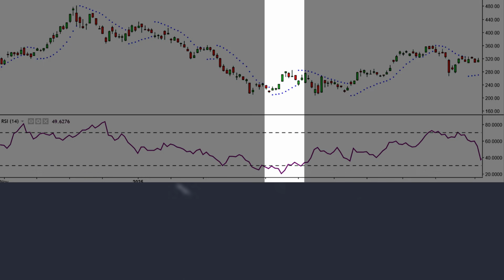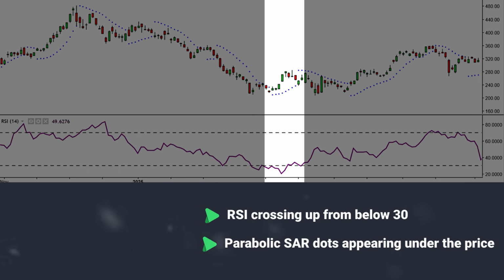When you see both of these conditions happening together, RSI crossing up from below 30 and Parabolic SAR dots appearing under the price, you get a much stronger signal to consider entering a buy trade. This combination helps you avoid jumping in too early and gives you extra confirmation that the trend is really shifting.